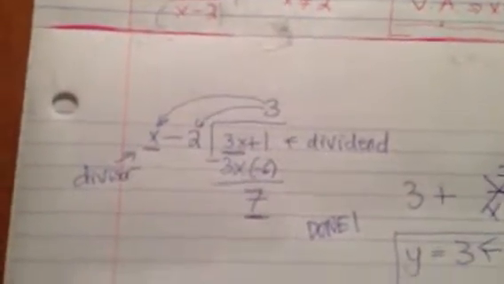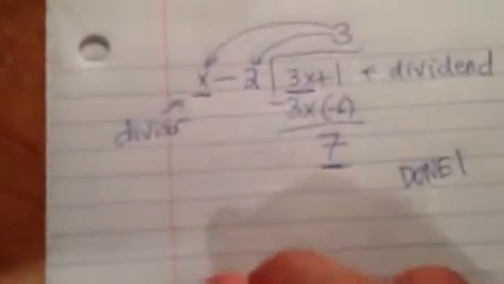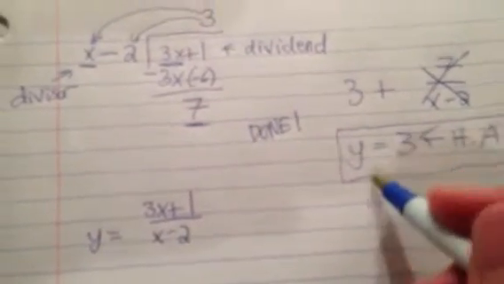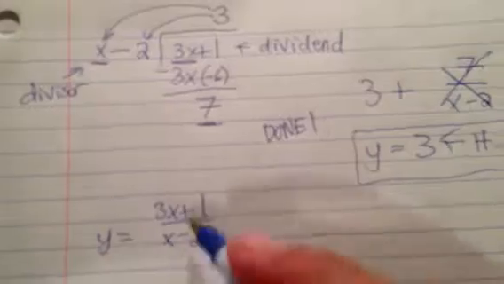Now we need to see if the graph intersects that horizontal asymptote. So if we come up here, our simplified version is y equals 3x plus 1 over x minus 2. So how do we figure out if y equals 3 intersects this graph at any point? We use substitution. If y equals 3 and y equals this, then we put in 3 here for y. So 3 equals 3x plus 1 over x minus 2. So let's cross multiply and see if there's a value of x that works.